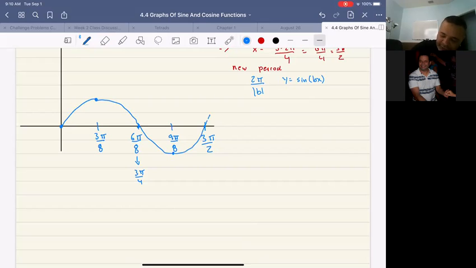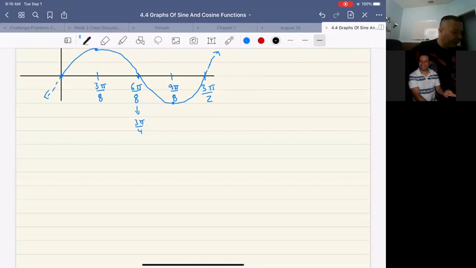And of course, I can keep going. It'll keep going the same way forever. Okay, that's your first graph. Let's see the next one. Next is going to be y equals 2 sine of x plus pi over 3. That's 24.